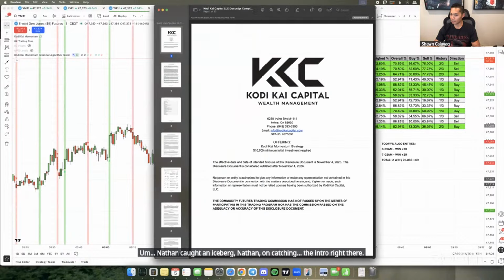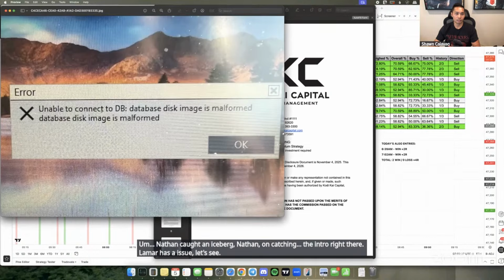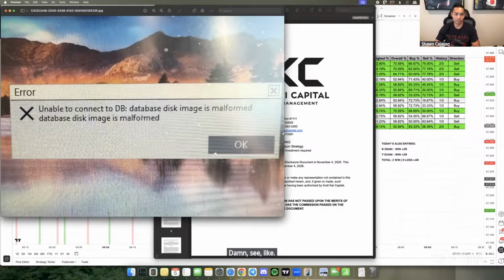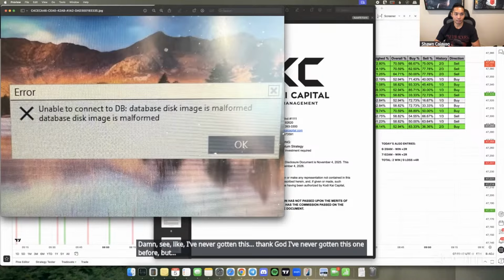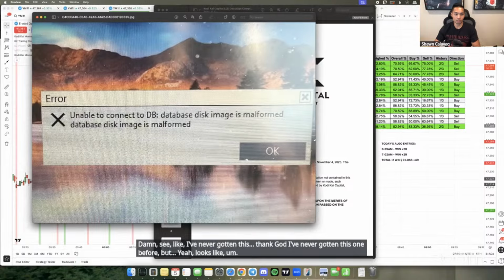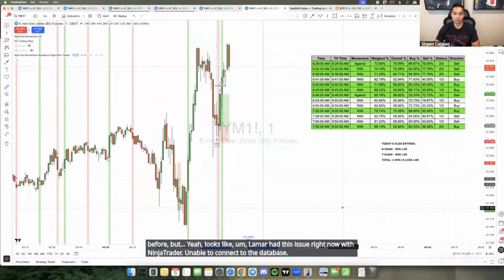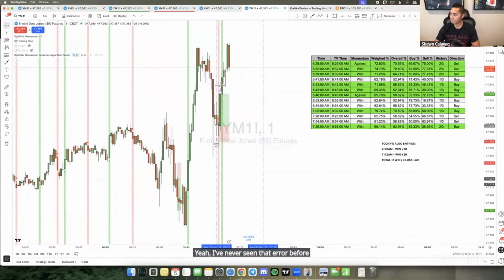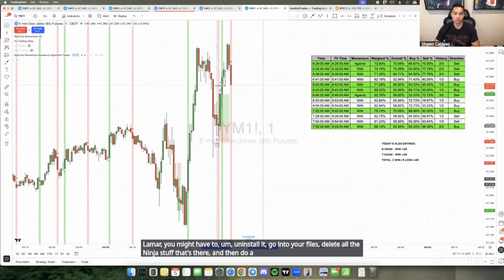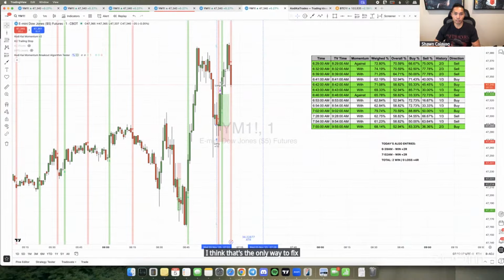Lamar has an issue. Let's see. Thank God I've never gotten this one before, but it looks like Lamar had this issue with NinjaTrader: unable to connect to the database. I've never seen that error before. You might have to do a clean install, Lamar. You might have to uninstall it, go into your files, delete all the Ninja stuff that's there, and then do a fresh install. I think that's the only way to fix it. It seems like you have an internal problem with your platform.